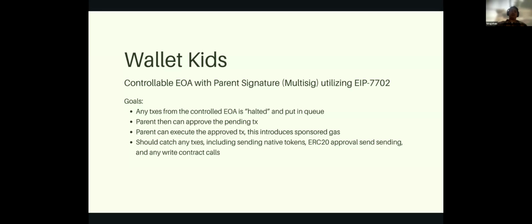So it's either the kid or the parent who executes, and it also introduces sponsored gas. Also, if possible, I want to catch any transaction, especially the write contract calls, including sending native tokens, ERC20 approval and sending. If possible, I want to make sure everything is caught, so there is no way for the children to game the system and find a way to escape that.